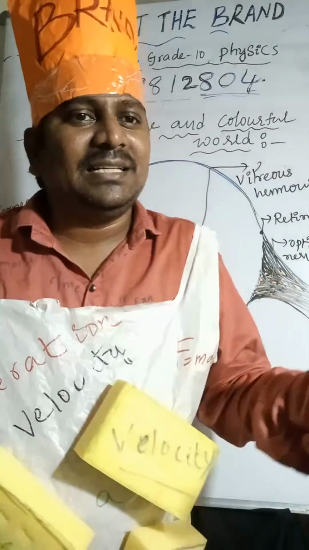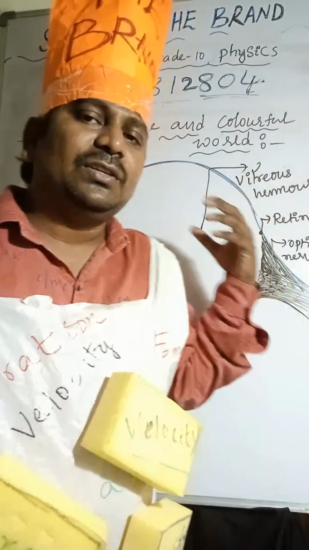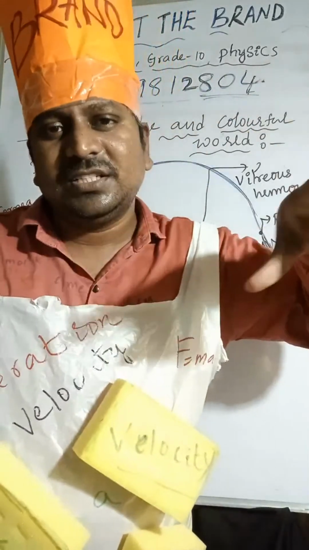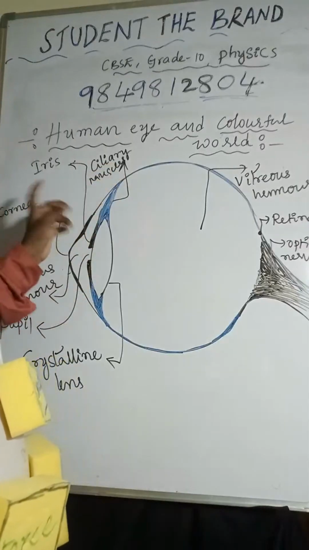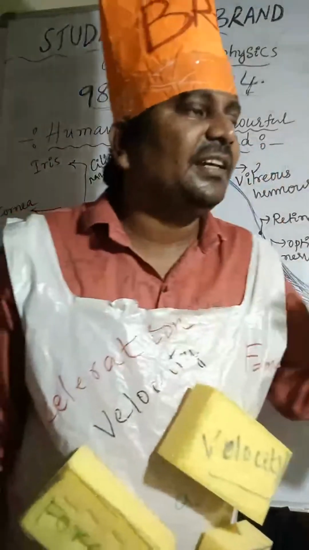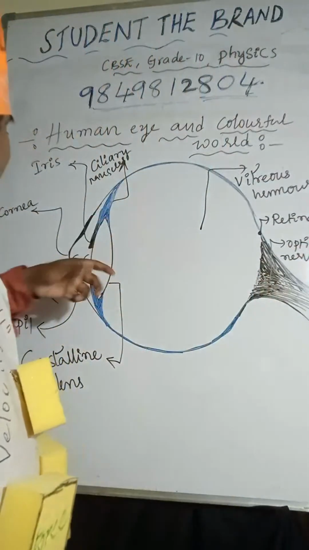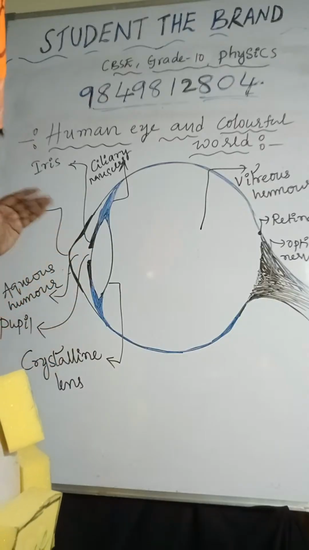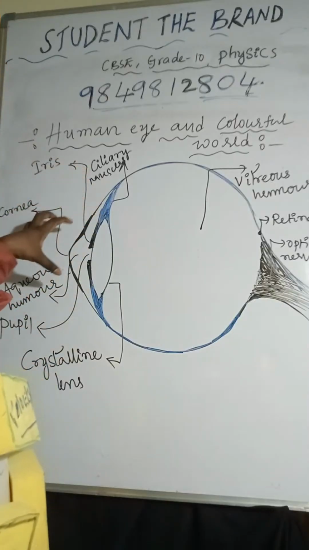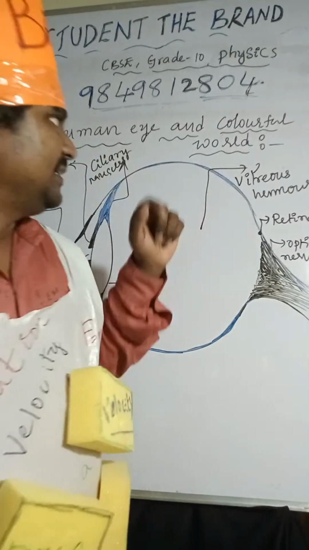Ciliary muscles, as I said, zoom in and zoom out like in a camera. Here also, in our eye, ciliary muscles will adjust the curvature of the eye lens so that we are able to see near distance as well as far distance objects. Coming to the eye lens, this is the crystalline lens, or a convex lens. Light rays fall on it, and after that it converges them and makes them fall at the retina.